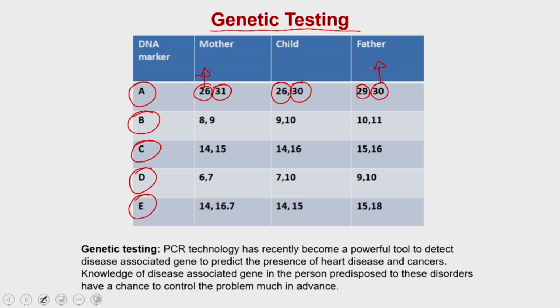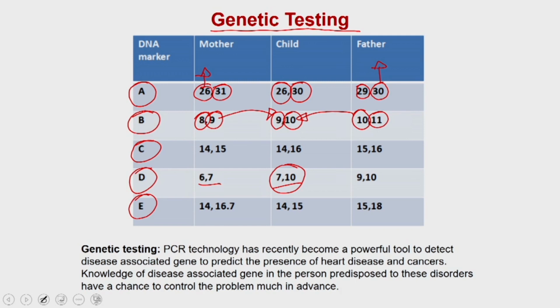Similarly, you can see that the mother has the marker for 8 and 9, whereas the father has 10 and 11, and the child has 9 and 10, which means the 9 it is getting from the mother and the 10 from the father, which means it is actually a potential child of these two parents. Similarly, you can see all other combinations where the child is showing markers which are a mixture of these two parents.